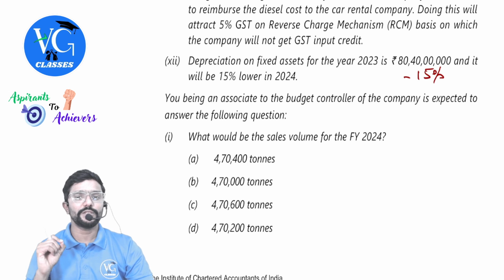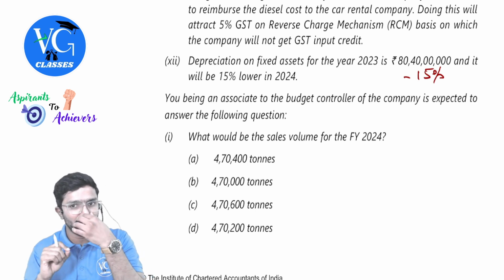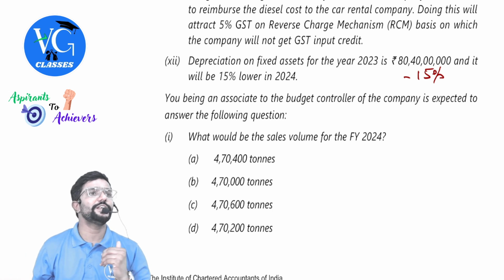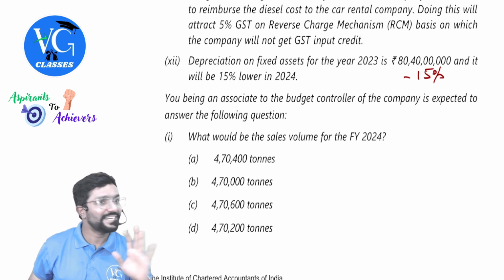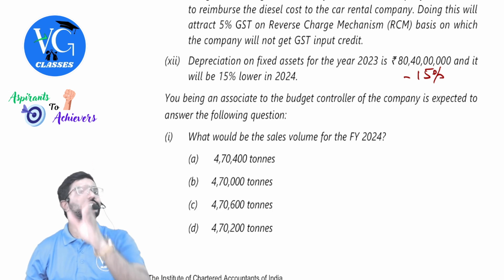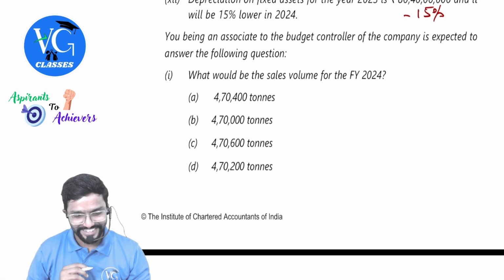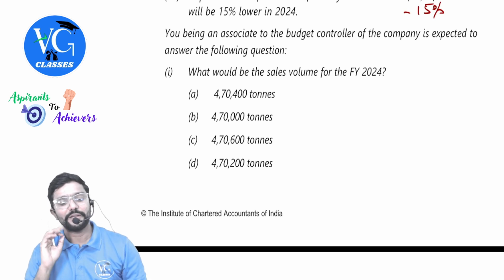You, being an associate to the budget controller of the company, are expected to answer the following questions. Who are you, Ashit? Budget officer and assistant to budget officer. Associate or assistant. Okay.